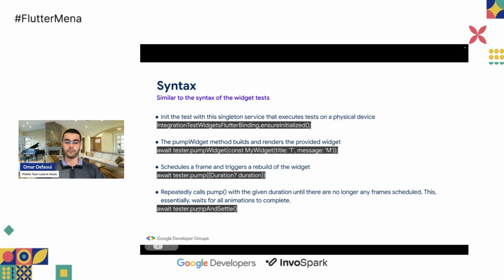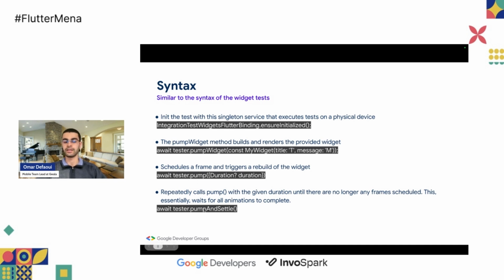After that, we have pumpAndSettle. So the difference between pumpAndSettle and pump is that pumpAndSettle will wait until the end of all the animations. Then we can move on to the next instruction. But for the pump, it just rebuilds the widget tree and moves on.